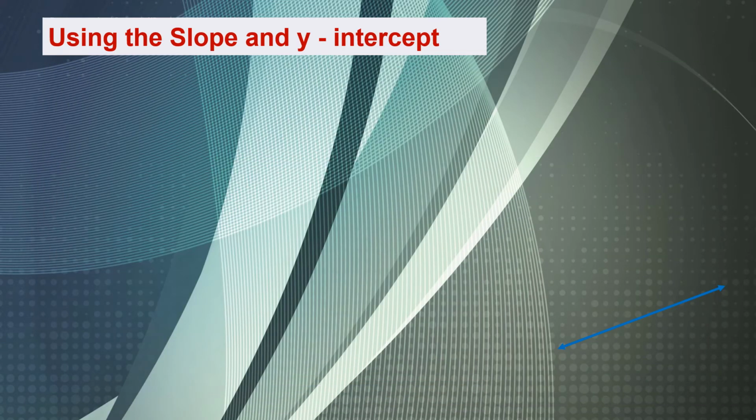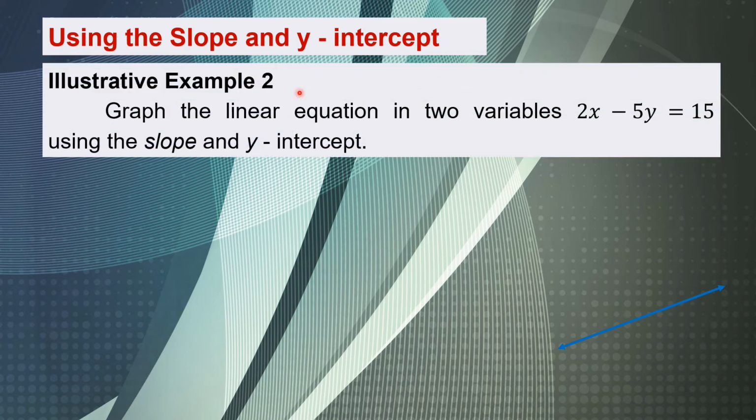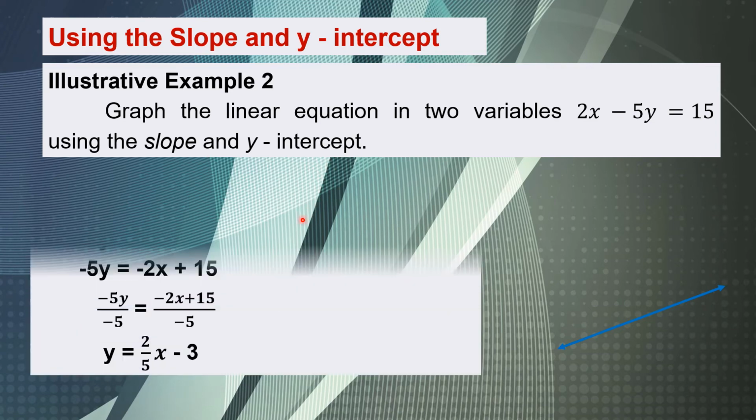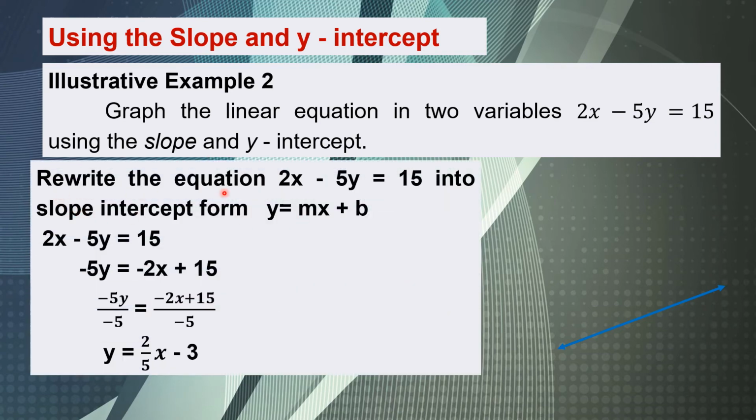So, let's have another example using the slope and y-intercept in graphing linear equations in two variables. So example number 2, graph the linear equation in two variables 2x minus 5y equals 15 using the slope and y-intercept. So first step is to rewrite the equation 2x minus 5y equals 15 into slope-intercept form y equals mx plus b. So, our equation is 2x minus 5y equals 15.